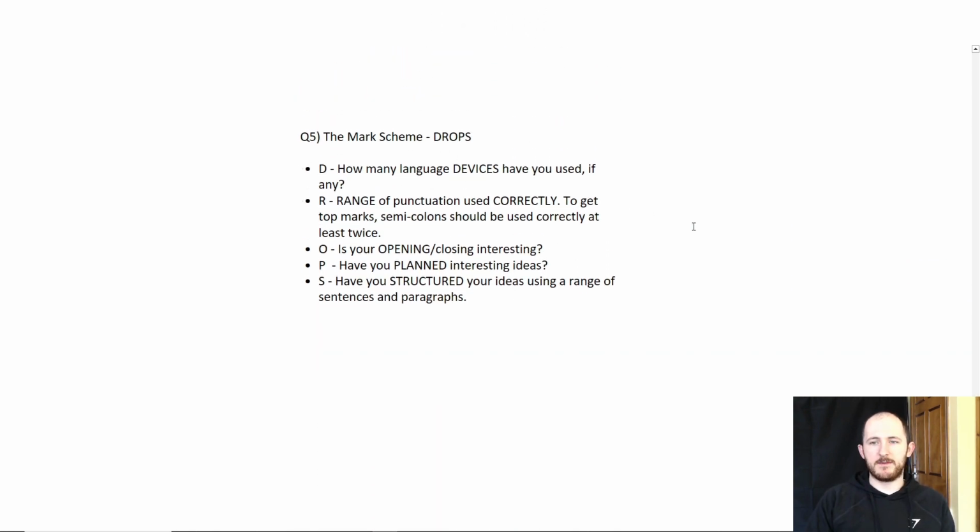Here is the mark scheme for question 5. It's very similar to paper 1, okay? So the acronym that I use is DROPS. So D: how many language devices have you used, if any, and have you used them well? R: range of punctuation. So this is where semicolons need to be used. I would recommend at least twice. O: is your opening or closing interesting?